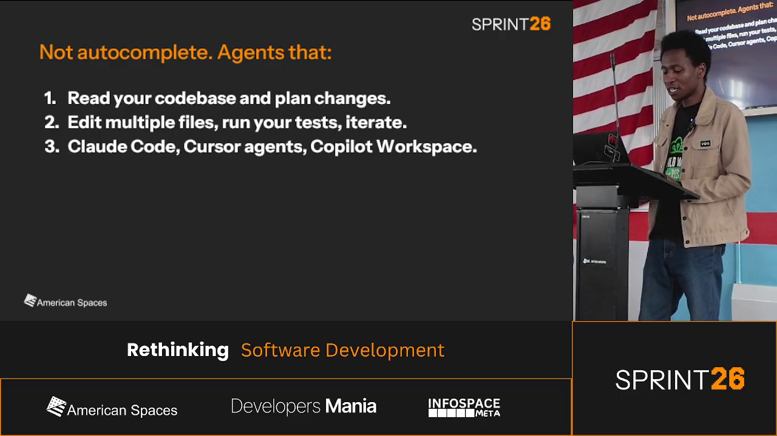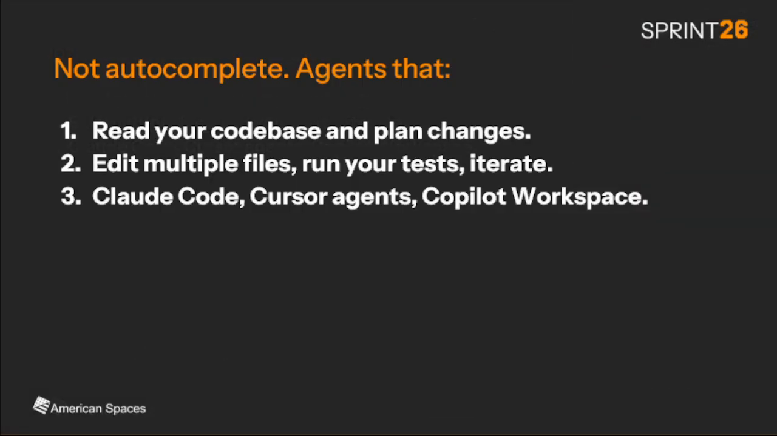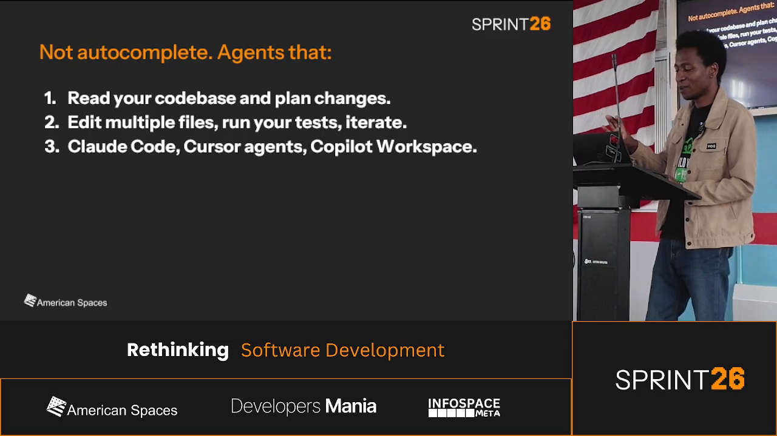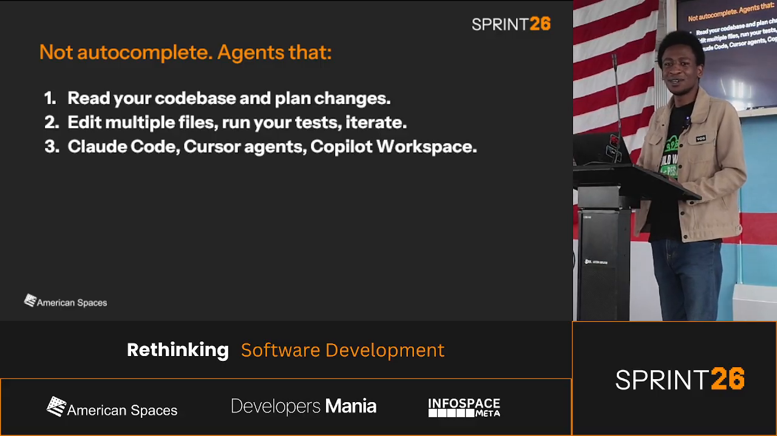Not autocomplete, but agents that read your code base and plan changes. So AI gets used for everything from autocommit to existing threats. For instance, ChatGPT has released something that is going to look for bugs and cybersecurity issues. News like that might disorient you, because you're thinking, if this is doing even cybersecurity, then what are we going to do?